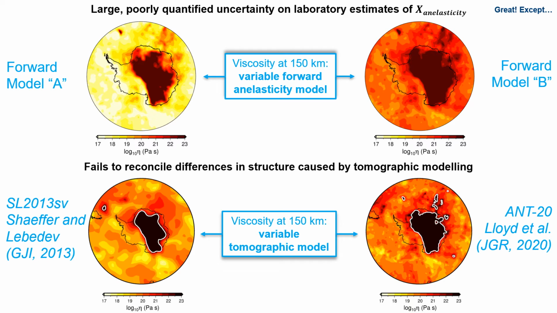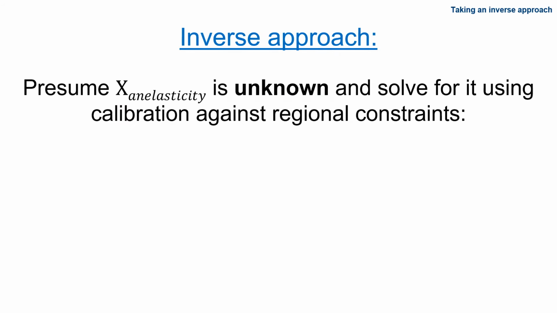The two figures at the bottom of your screen show the viscosity output given the same anelasticity model but two separate tomography models. Again, we see large discrepancies. If we instead presume that the anelasticity parameters are an unknown, we can turn this into an inverse problem and solve for the parameters by calibrating the mapping against well-constrained mantle properties.